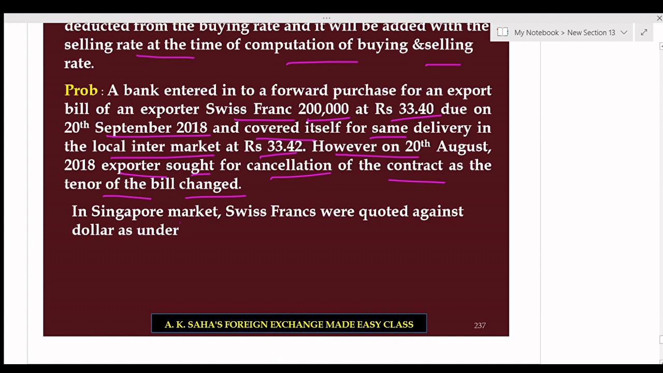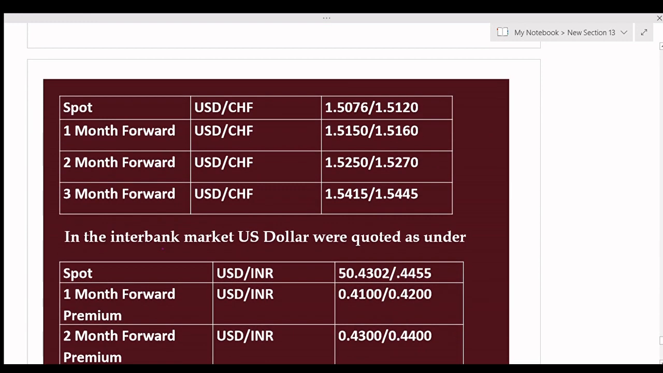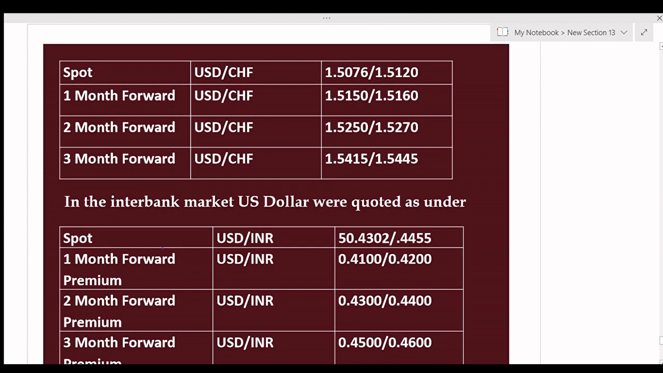In the Singapore market, Swiss francs were quoted against dollar as under. You have to find out CHF INR first from these two rates. Spot USD CHF is given. Spot means 20th August. 1 month forward is 20th September. And 2 month forward and 3 month forward USD CHF are given.